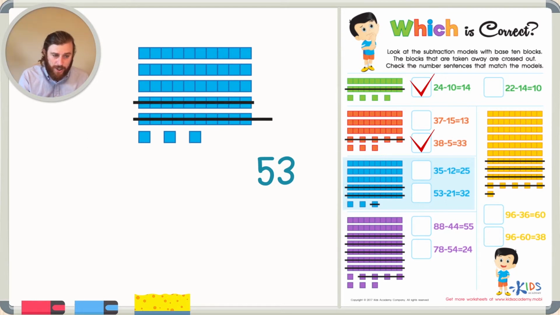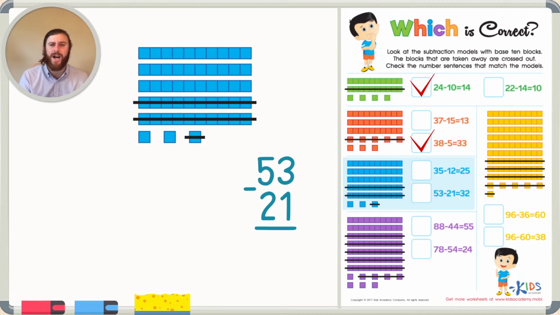Well, there are 2 tens that are crossed out, which means we're taking away at least 20. And there's also 1 cube crossed out. So we are taking away 1, which means in total we're taking away 21. Well, that matches our answer choice so far, 53 minus 21.